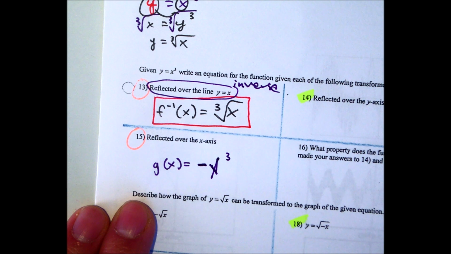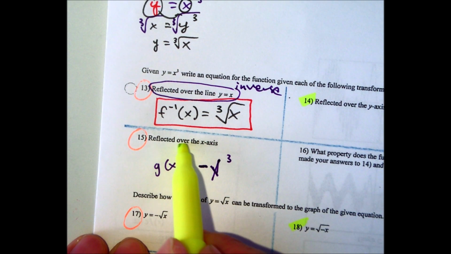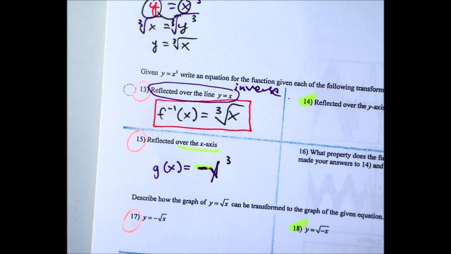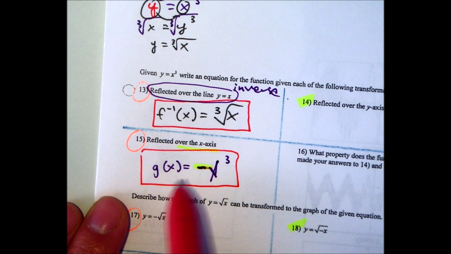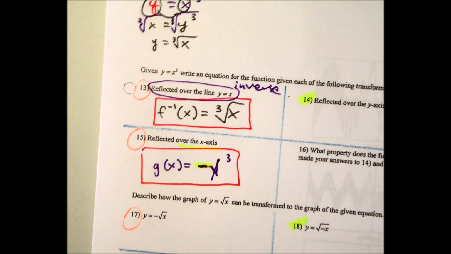So reflected over the x-axis, it's on the outside, okay? So that's g of x equals negative x to the third. Raise your hand if you got that. Good. Let's try this next one up here.